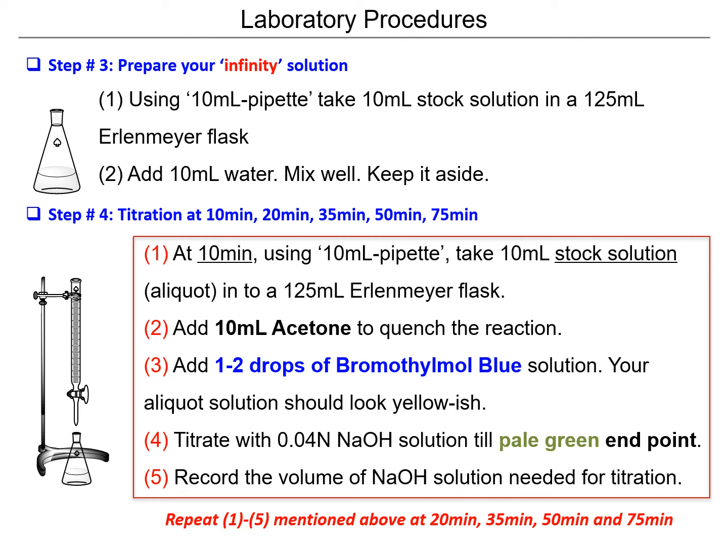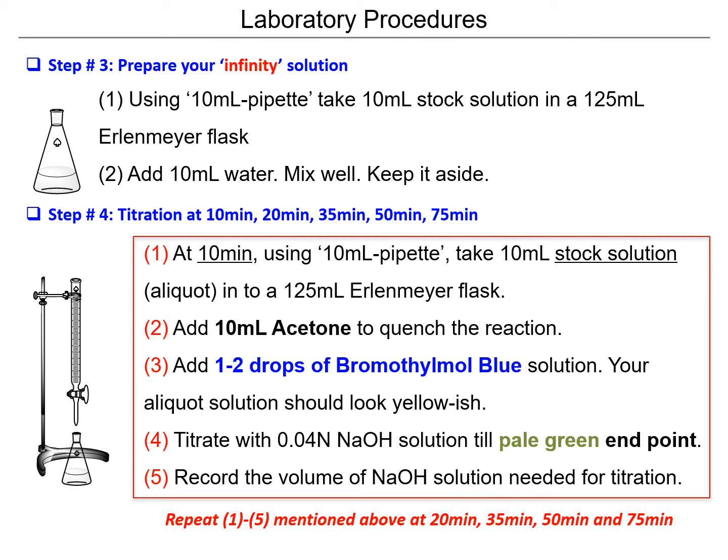Once that's set aside, just keep a watch on your stopwatch, and basically at 10 minutes, 20 minutes, 35, 50, and 75 minutes, you're going to take aliquots of your reaction, quench them, and check the titration to figure out the endpoints, and record the volumes. This is what you're going to use to determine the rate of the reaction.